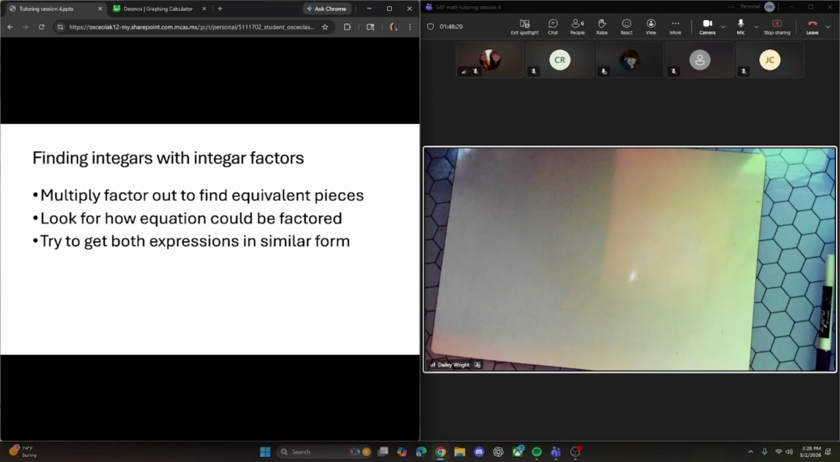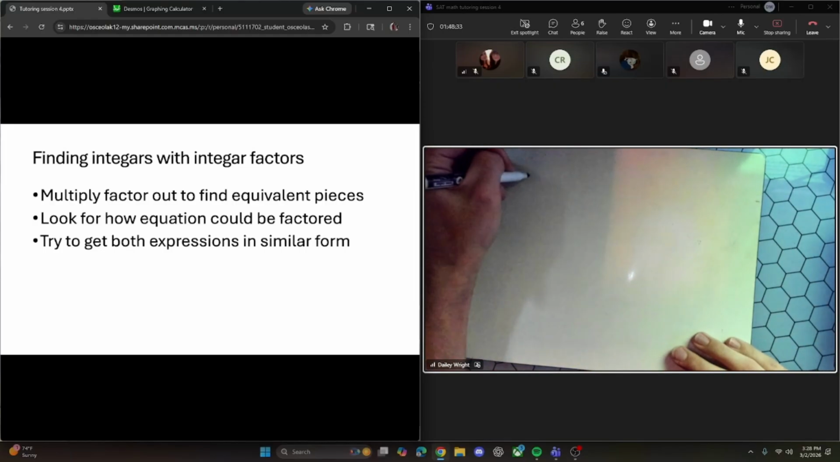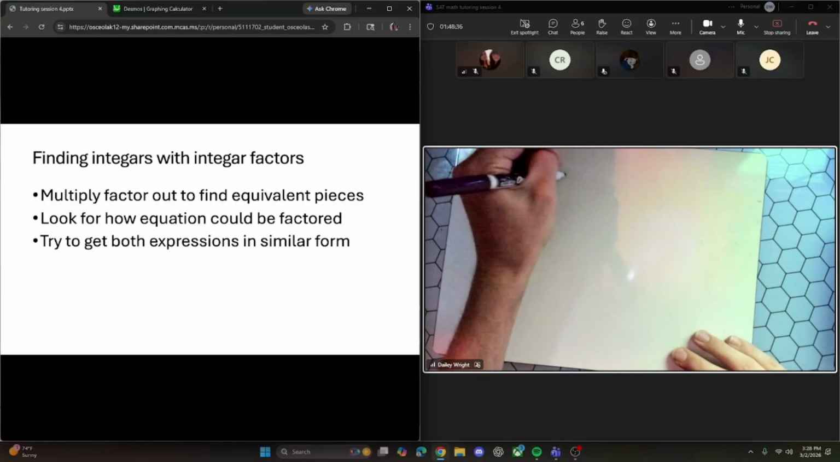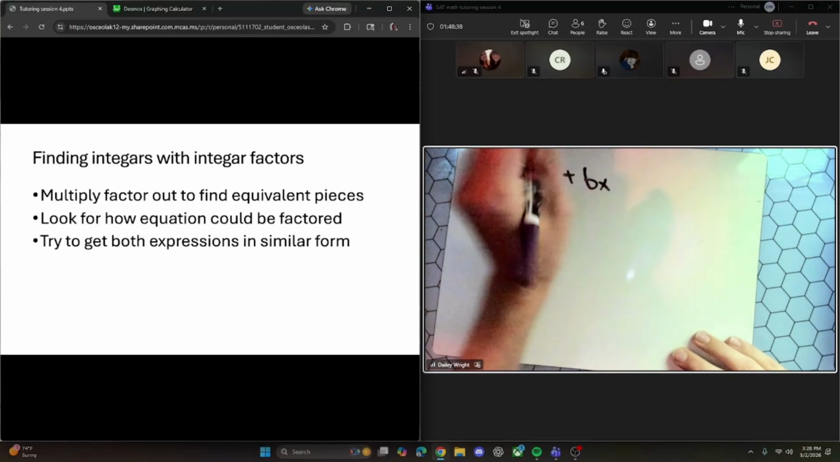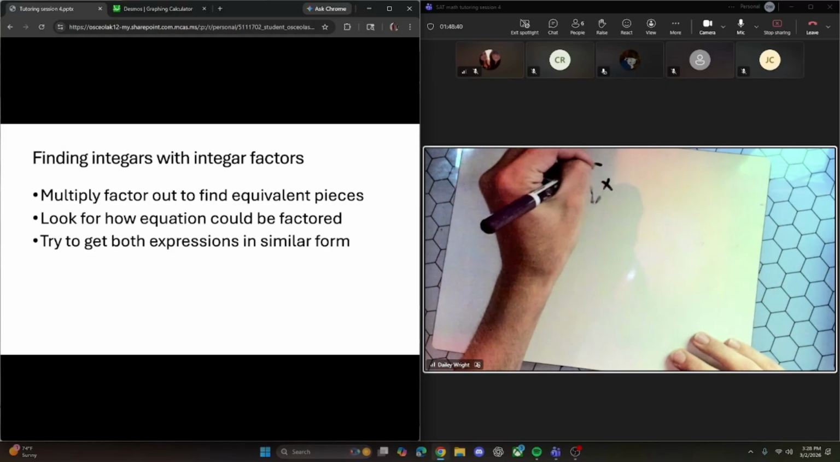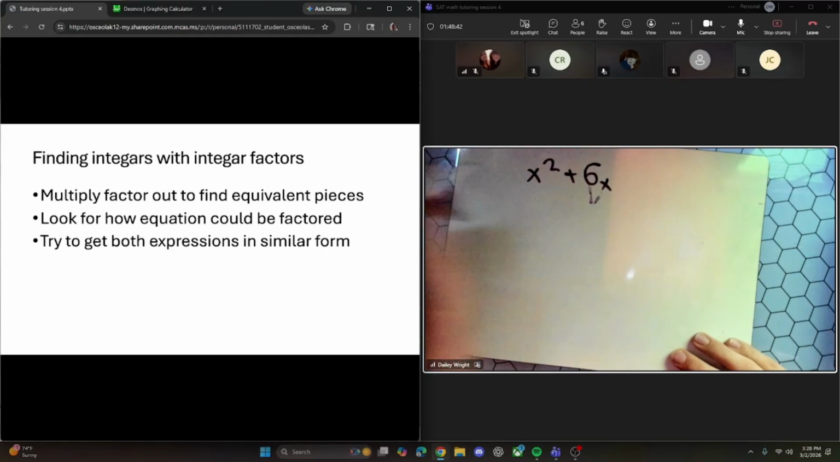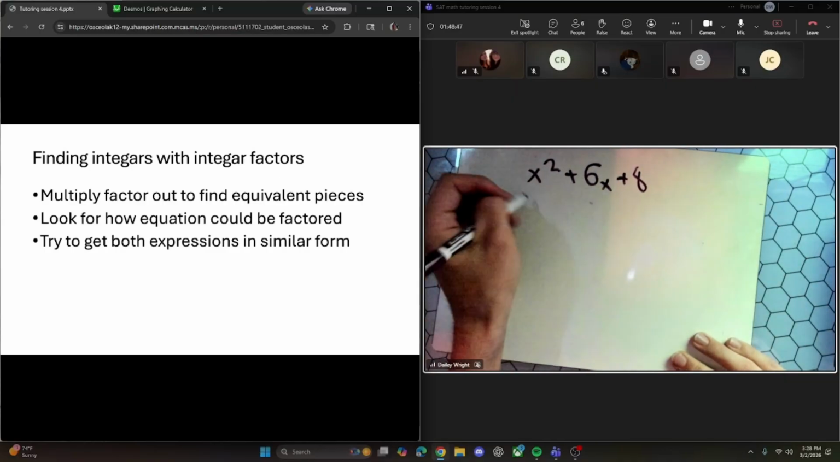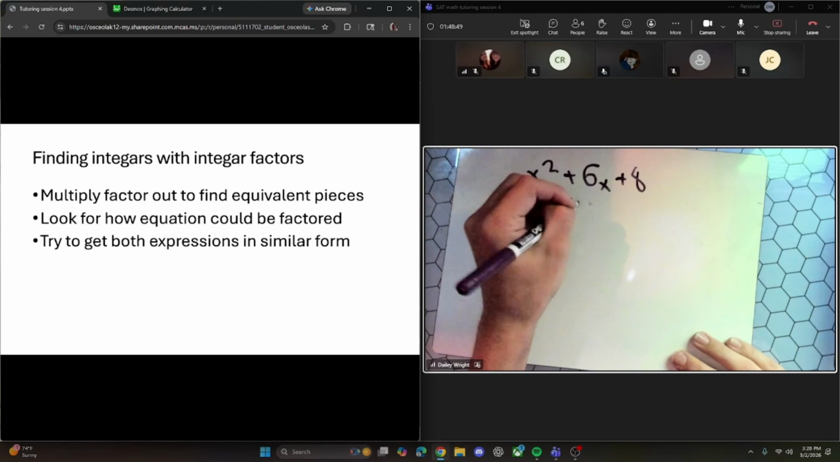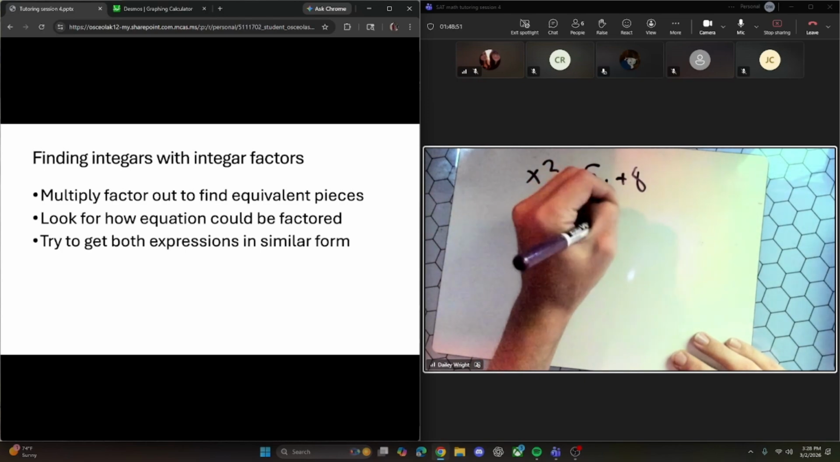So, multiply the factor or factors out to find equivalent pieces. If you have multiple factors, like, let's say x squared plus 6x plus 8, you can factor that out into x plus 4 and x plus 2.